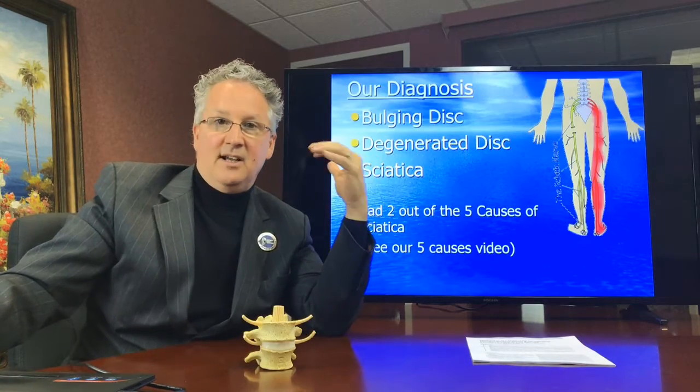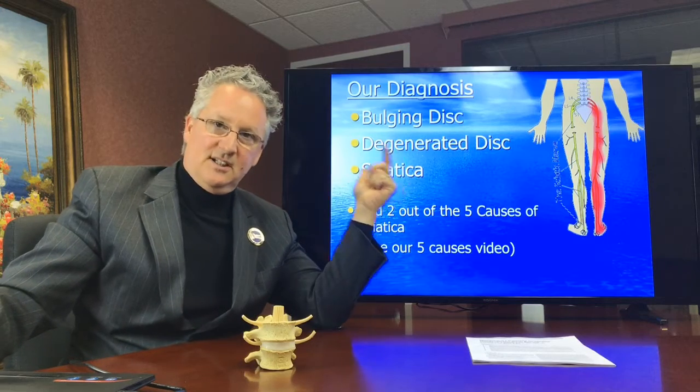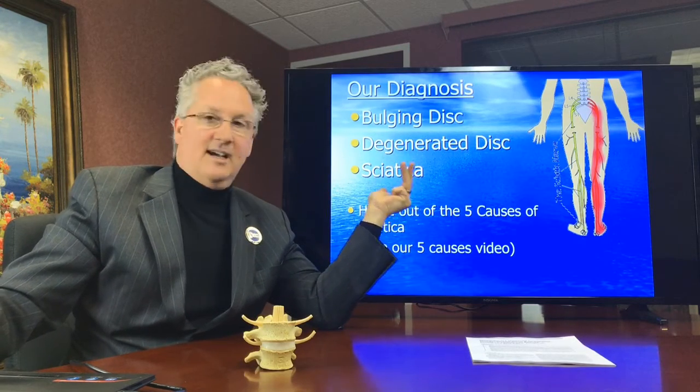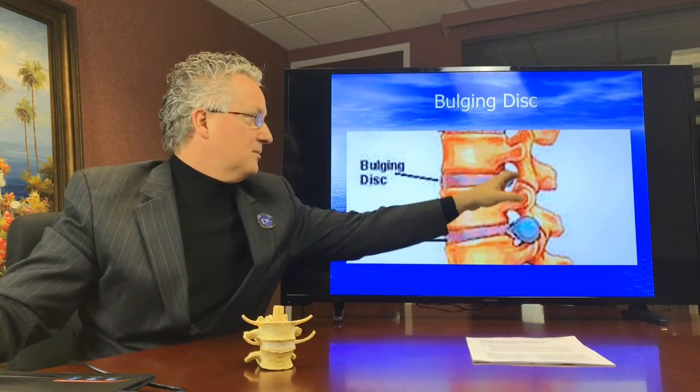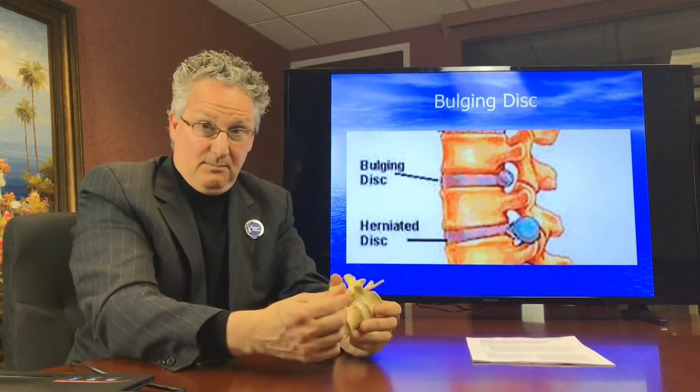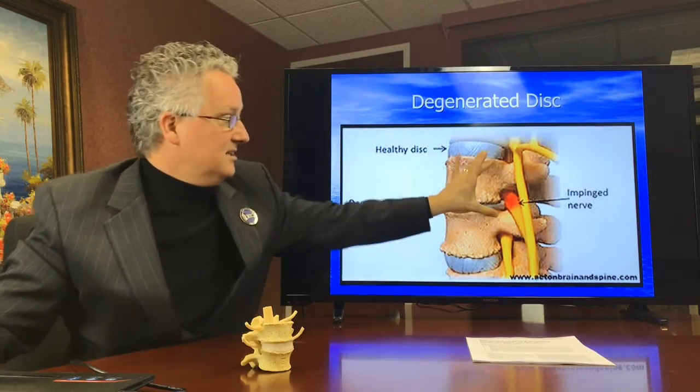He had a fairly complex back problem because he failed chiropractic and failed physiotherapy. He had a bulging disc, a degenerated disc, and sciatica. So he had 2 of the 5 reasons for sciatica. A bulging disc is where the disc pushes slightly into the canal, pinching the nerve, causing the pain that goes down the leg. Very common.